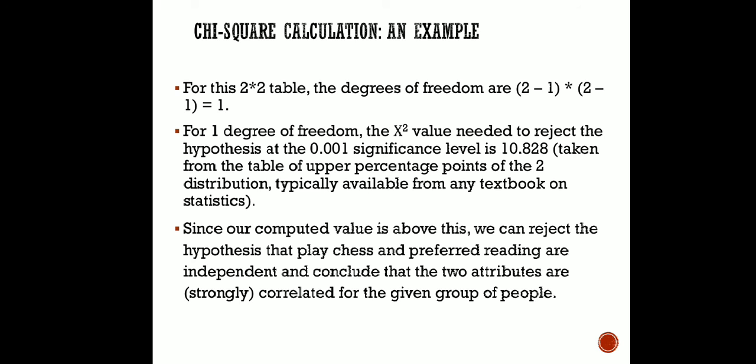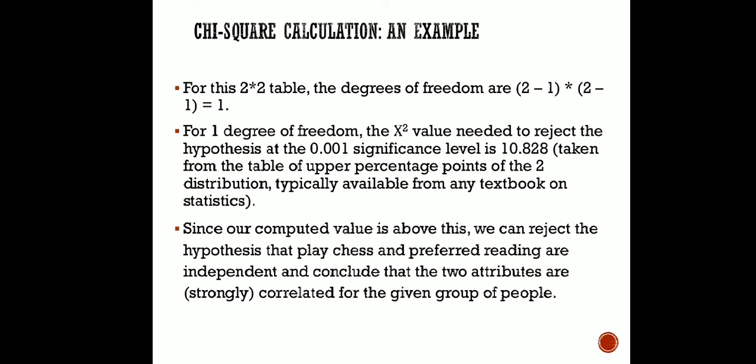For 1 degree of freedom we have the chi-square table. In statistics books you can find the chi-square table. There you will find, for 1 degree of freedom, the chi-square value needed to reject the hypothesis at the 0.001 significance level. To reject the hypothesis at the 0.001 significance level, the chi-square value should be 10.828. You can see our value is much more than this.